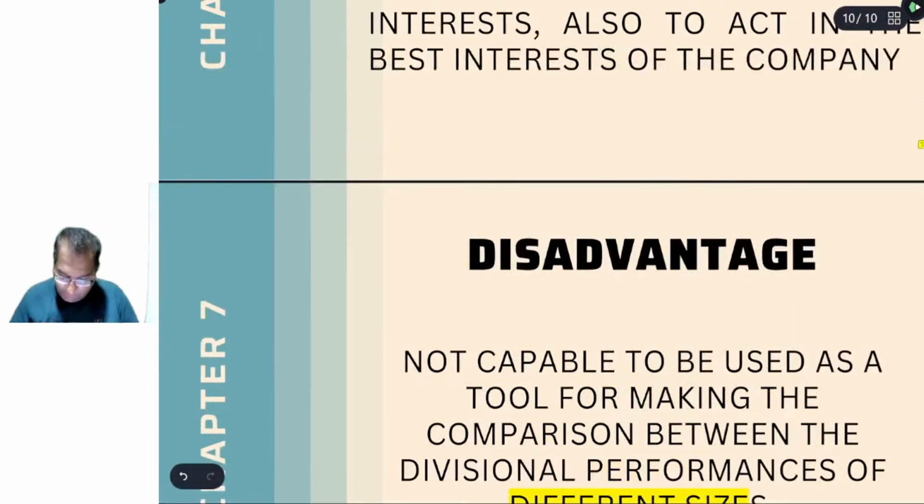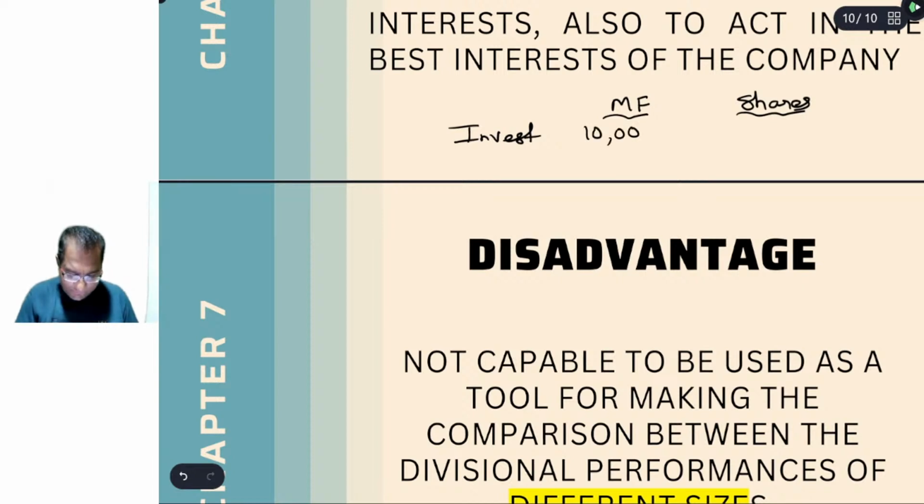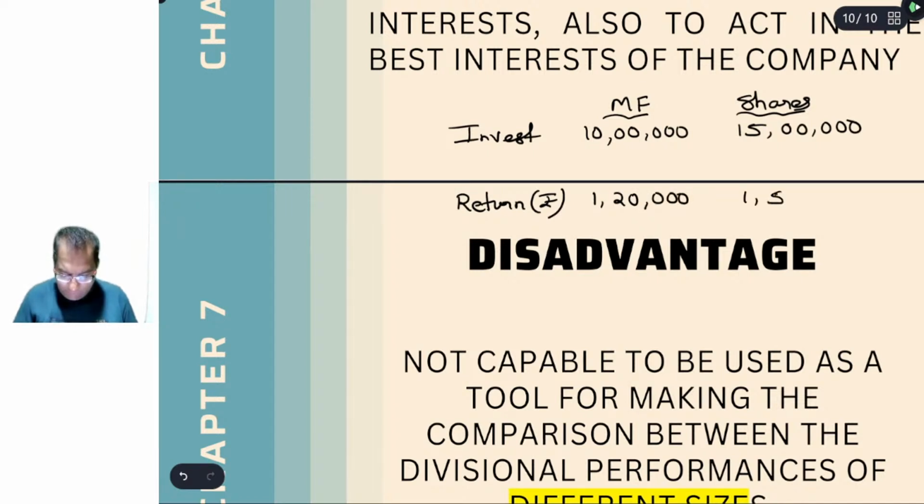Just check the example. We have taken the example of mutual fund investment and the investment in shares, and we have been told that the investment in mutual fund, if I'm not wrong, is rupee 10 lakh, and in shares rupee 15 lakh. Okay, suppose the return is rupee 1,20,000 and 1,50,000 rupee.